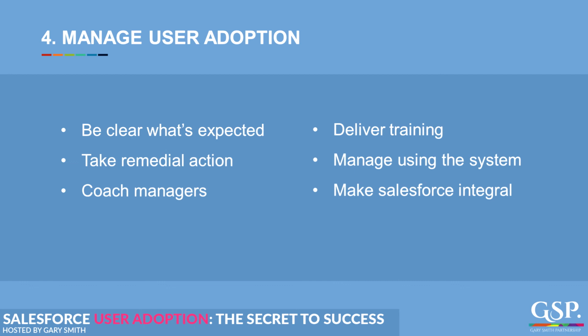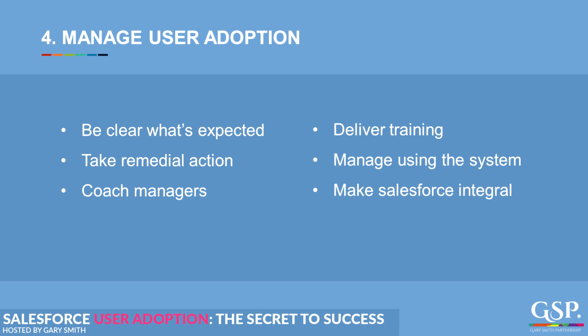So now you have some hard information, we can start to manage user adoption. And I don't really think that managing user adoption is too different from managing anything else that's important in the business. You need to be clear what's expected. You need to compliment and reward people for doing it well. You take remedial action for people that are not achieving what you want.